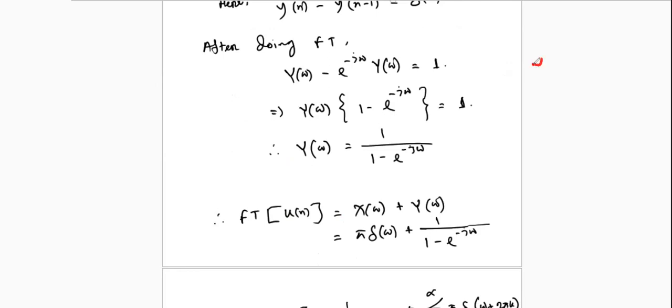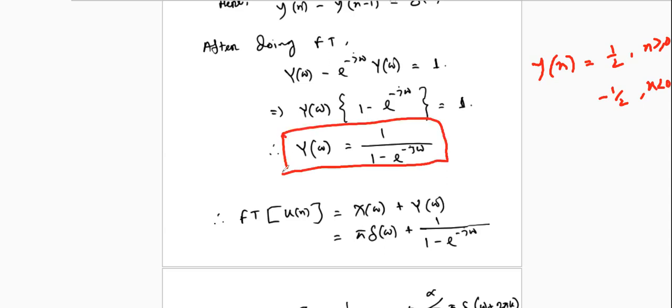We already know what yn is. Yn is half for n greater than or equal to 0 and minus half for n less than 0. So now we have found the Fourier transform value. Now if we want to find the Fourier transform of un, you need to add those because this is a linear function.